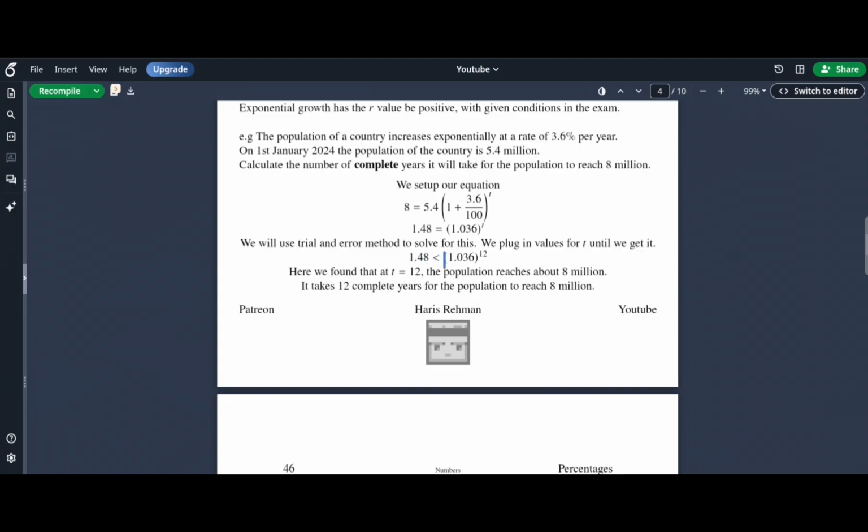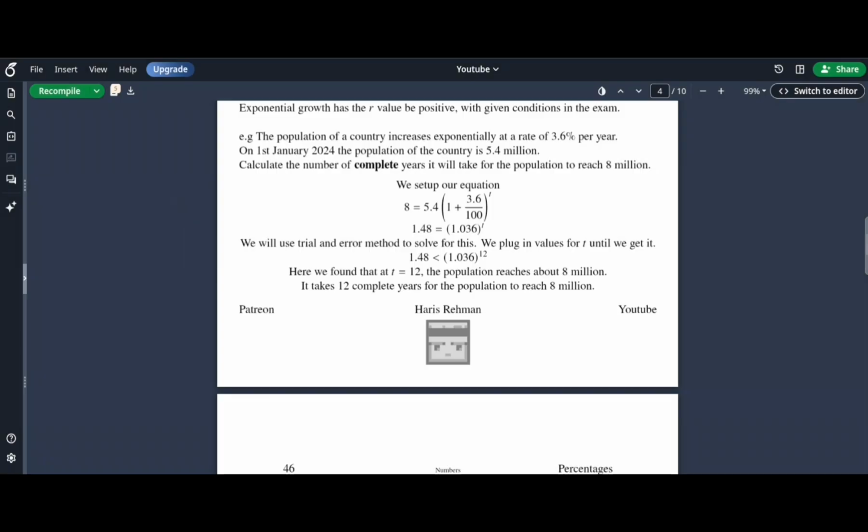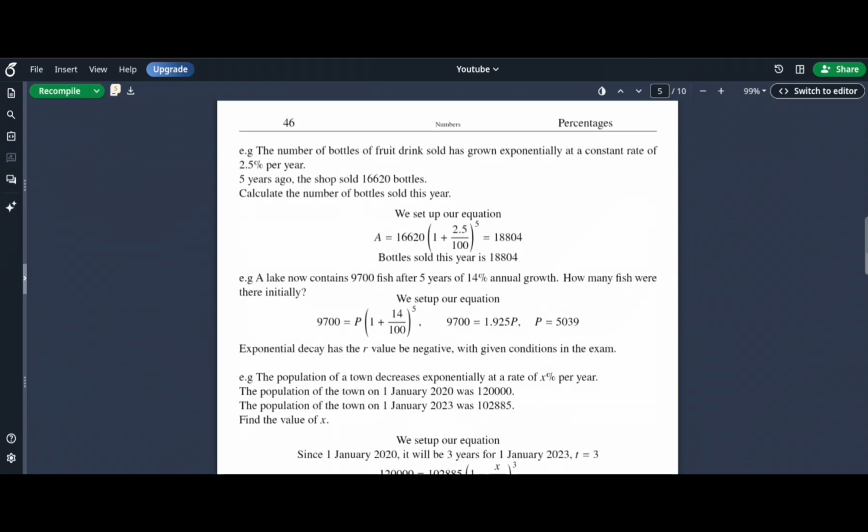About 8 million. If we do 11, 1.036 to the 8, you can see this value is a bit less than this value, 1.48. So that's why we choose the next number, 12, which is bigger. This is the first time it is bigger than this value. This is how we know that we need to use the value of 12. This comes with practice. I'll do some questions, you guys answer.